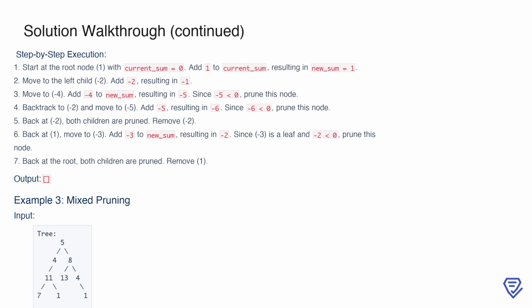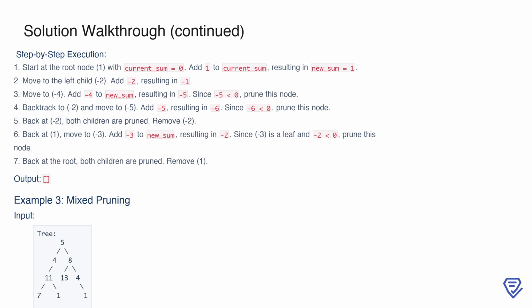We then backtrack to node -2 and move to its right child, -5. Adding -5 to the current sum gives us -6. Similarly, this value is less than the limit, so we prune this node as well. With both children of node -2 pruned, we remove node -2 entirely.